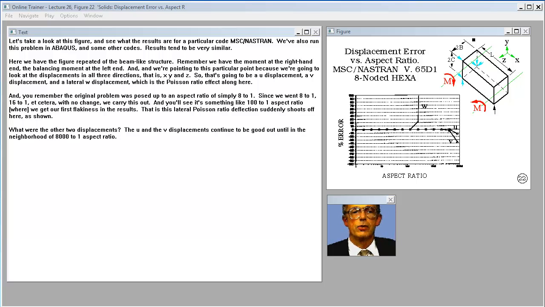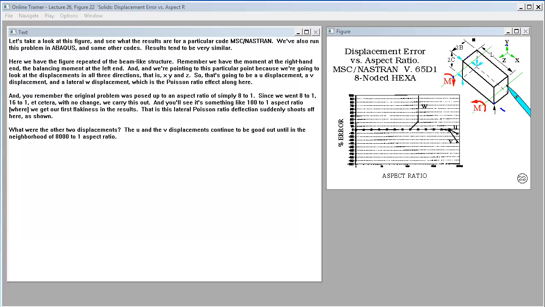Let's take a look at this figure and see what the results are for a particular code, MSC Nastran. We've also run this problem in Abaqus and some other codes. The results tend to be very similar. Here we have the figure repeated of the beam-like structure. Remember, we have the moment at the right-hand end, the balancing moment at the left-hand end, and we're pointing to this particular point because we're going to look at the displacements in all 3 directions, that is x, y, and z. So that's going to be a u displacement, a v displacement, and a lateral w displacement, which is the Poisson ratio effect along here.